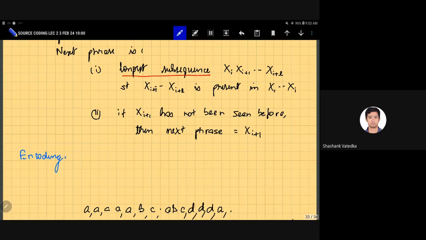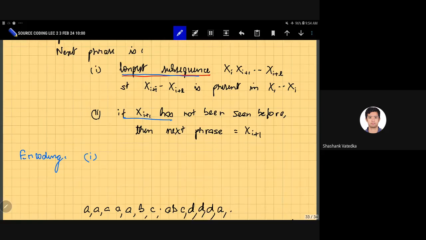So how do we encode each phrase? Now there are two conditions. One, there is a match. The second, there is no match. Right? So in case one, when there is a match, all you need to do is give a pointer to the location where there is a match.